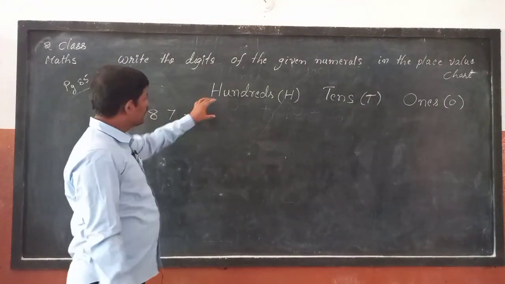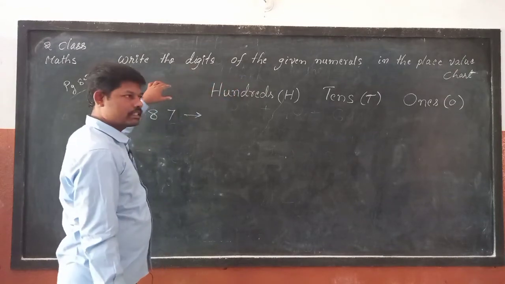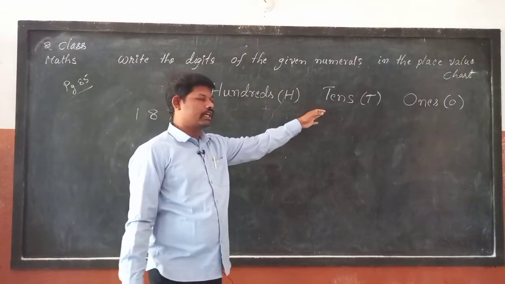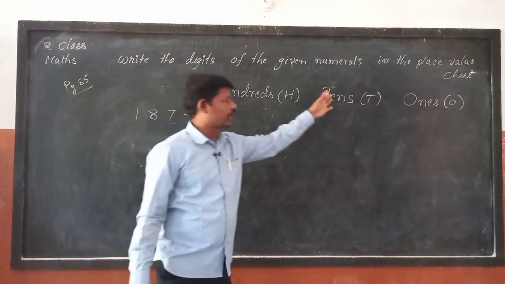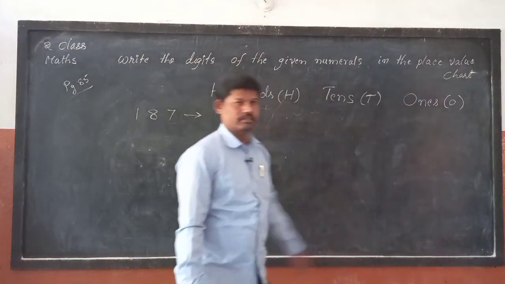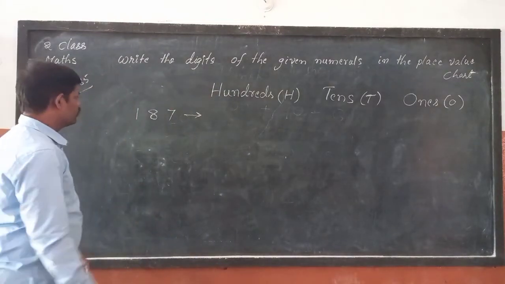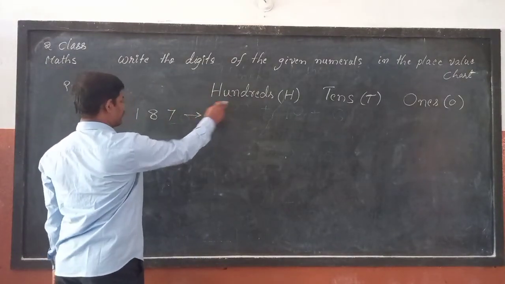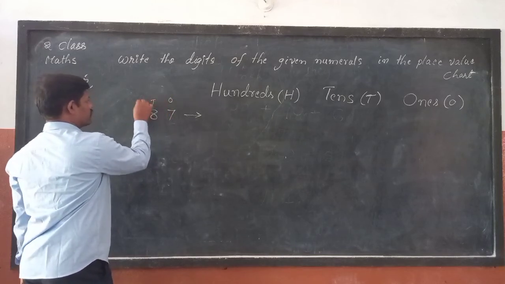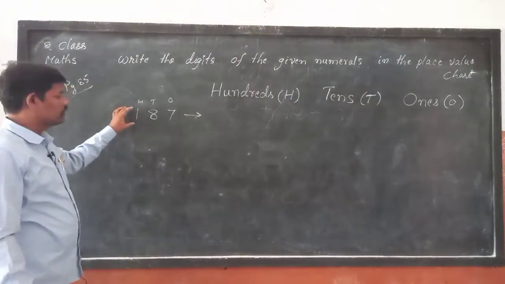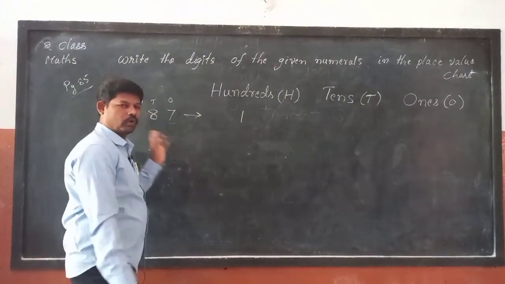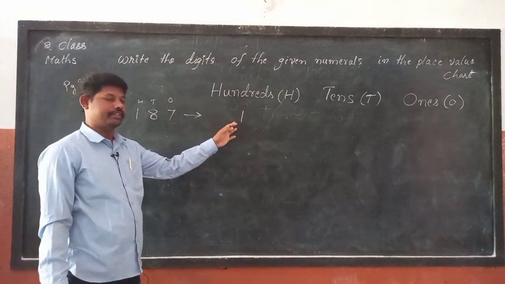187. So in the hundreds place, what is the digit present? You have to write here. In the tens place, what is the digit present? You have to write here. And in the ones place, what is the digit present? You have to write in ones. Okay, let us write. What is the digit present in the hundreds place? This is ones, tens, hundreds. So that means 1 is present in the hundreds place.